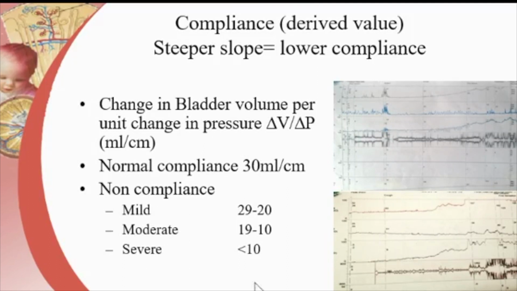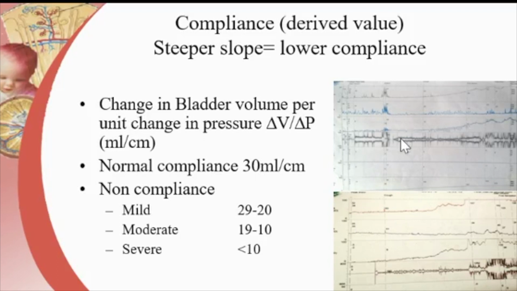Derived value means you don't see the compliance directly, but the formula for compliance is delta V by delta P. If you start at a pressure of 0, and after a 300 ml fill you have a pressure of 30, then you have a delta V by delta P of 300 by 30, which gives you 10. Something like 10 is a moderately impaired compliance, because in a 300 ml fill you are not supposed to have a pressure rise of 30. That is what it means.